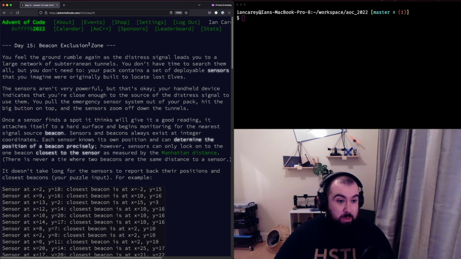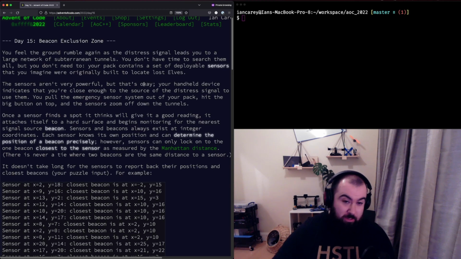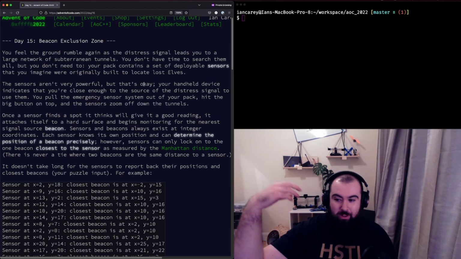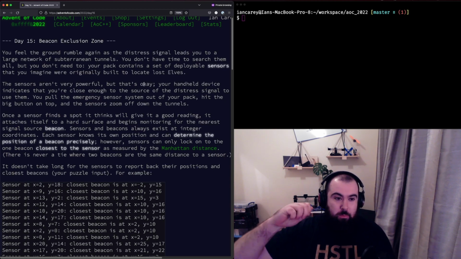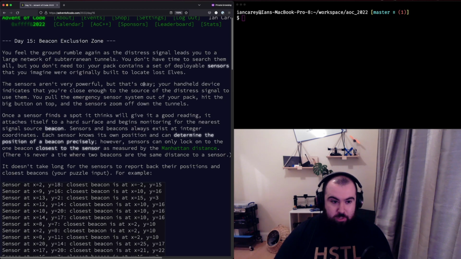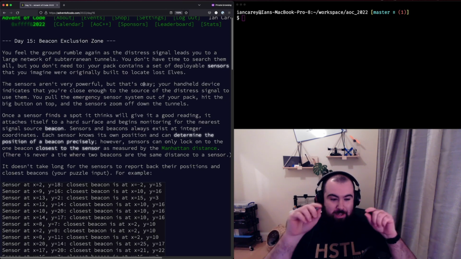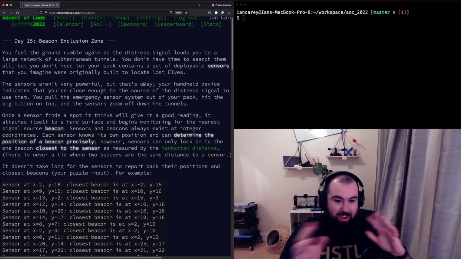So day 15, beacon exclusion zone. We've gone through our tunnel, we've gone through our waterfall, we've gone into our caves, and through the caves you basically end up in this whole section of different caves. You happen to have these beacons that you can deploy, or these sensor signals. There's sensors and beacons anyway that can find each other. That's it. So how does it matter?